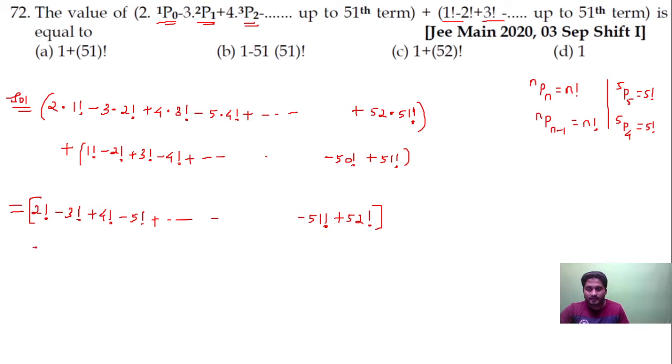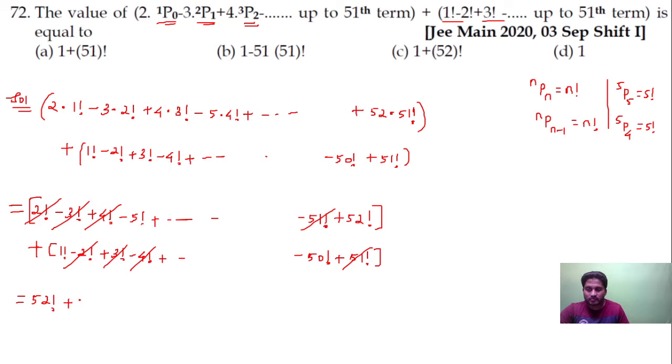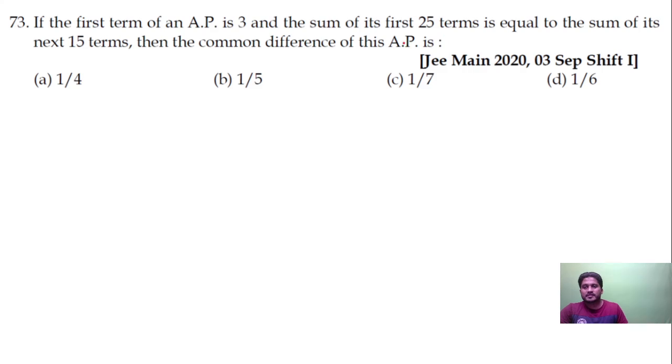Okay, I take this in a bracket. Alright, plus what is the next series? This will be equal to 1 factorial minus 2 factorial plus 3 factorial, okay, minus 4 factorial, and so on. Okay, this is minus 50 factorial plus 51 factorial. Okay, close the bracket. I cancel this 2 factorial, cancel 3 factorial, cancel 4 factorial, okay, cancel this 51 factorial. So left out is only 52 factorial plus 1 factorial. 1 factorial is 1 only. Answer is option C.